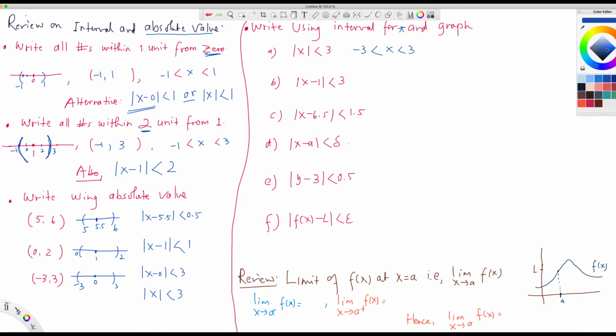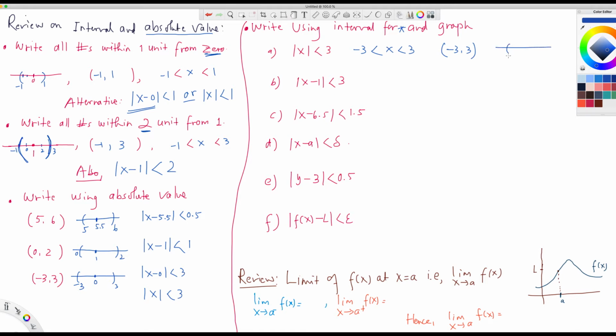Okay, you write that number on the left side with a negative sign and that number on the right side with a positive sign, and then you write x in the middle. Whatever is inside the absolute value you write in the middle. Now I want to write using the interval. That means between -3 and 3. You see that? And how do I do that using the graph?